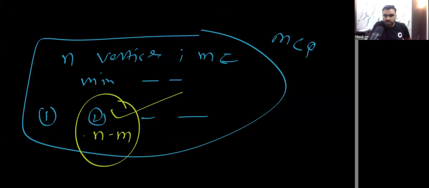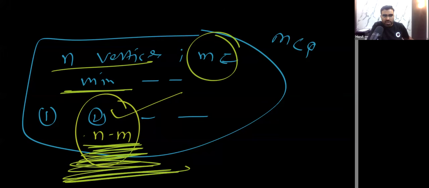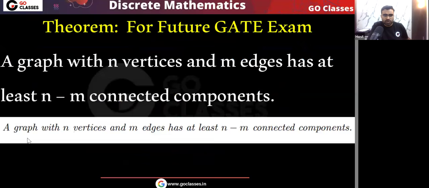And let's assume this option is there, so this will be the correct answer. Okay, did you understand? Please tell me. If you have n vertices and m edges, the minimum number of components will be n minus m. This is the smallest number of components that you can have. So you can see a graph with n vertices and m edges has at least n minus m connected components.